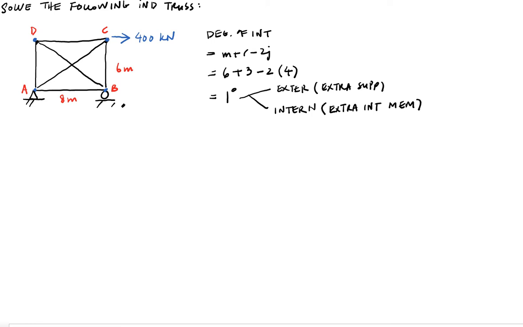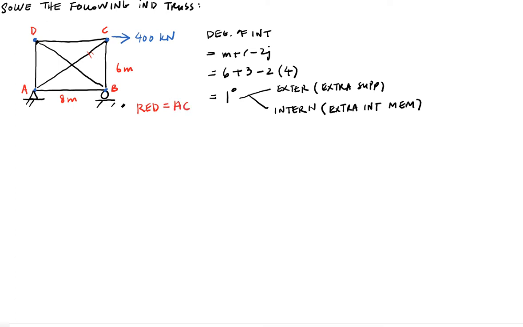Since removing B will let you to become a unstable structure, hence your structure is internally indeterminate, means you have extra additional member that causing it to become indeterminate. So let's choose one of the internal member as your redundant, and usually is the diagonal. So let's choose AC as your redundant member.